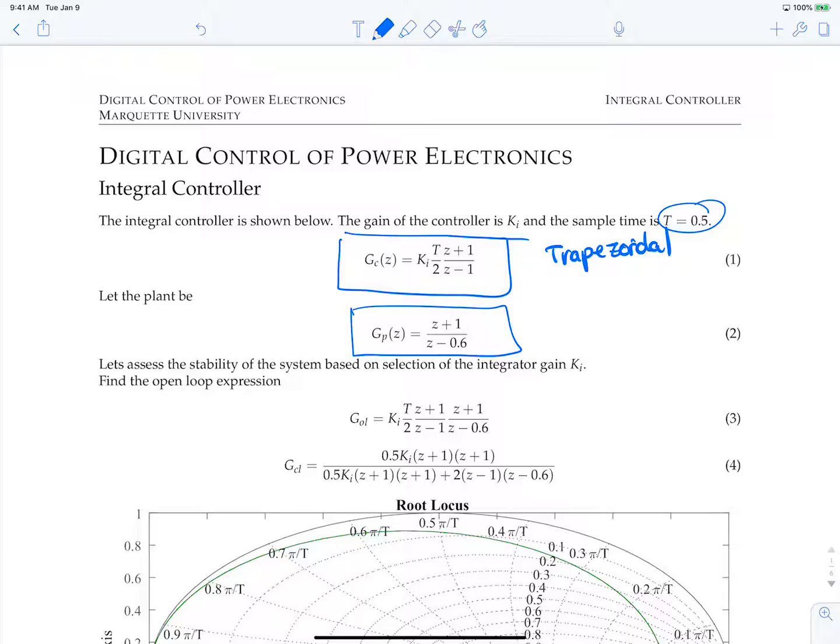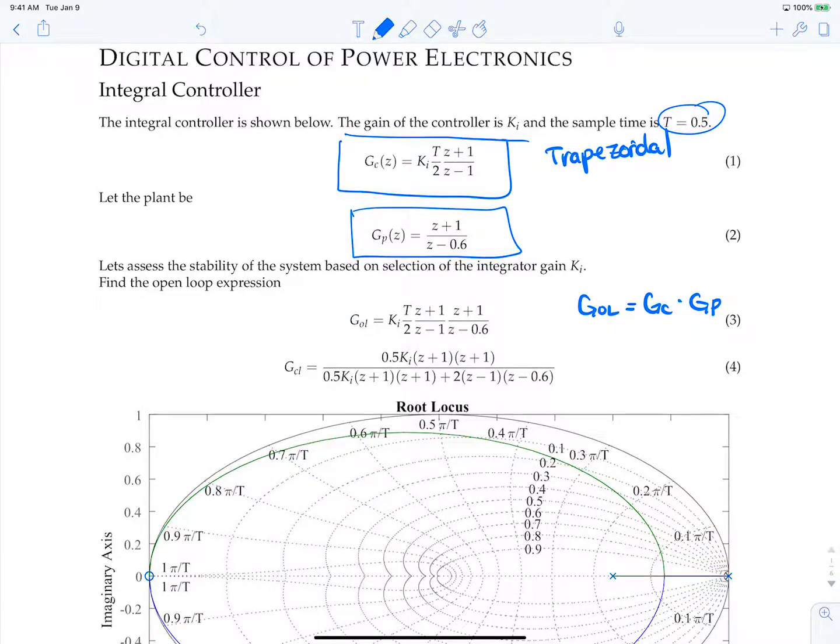Next we're going to calculate the open loop response. Remember that GOL in this case is simply going to be GC times GP, so we're just going to multiply those together. Equation 3 is essentially equation 1 times equation 2. That gives us our open loop response. The last thing we'll do is find our closed loop response. Let's recall what that is: in this case it's just GOL over 1 plus GOL. So equation 3 over 1 plus equation 3 will give us equation 4.